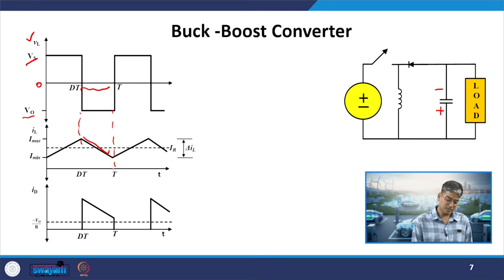If it touches 0 at the boundary condition, it will just touch 0 at the end of the cycle. Always it will be positive. If that is not satisfied, then it will enter into the discontinuous conduction mode, which we are not discussing right now. So now the diode current.